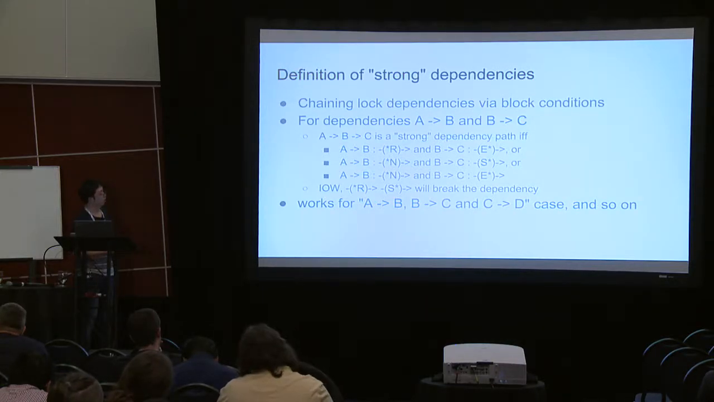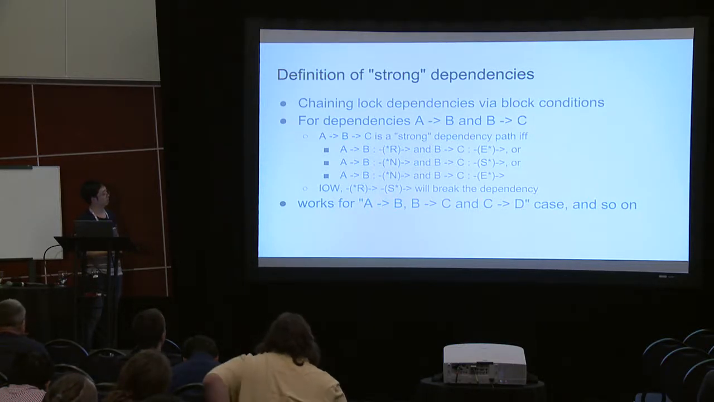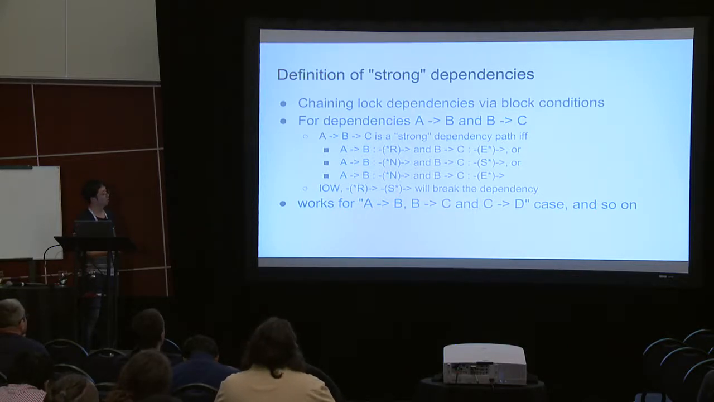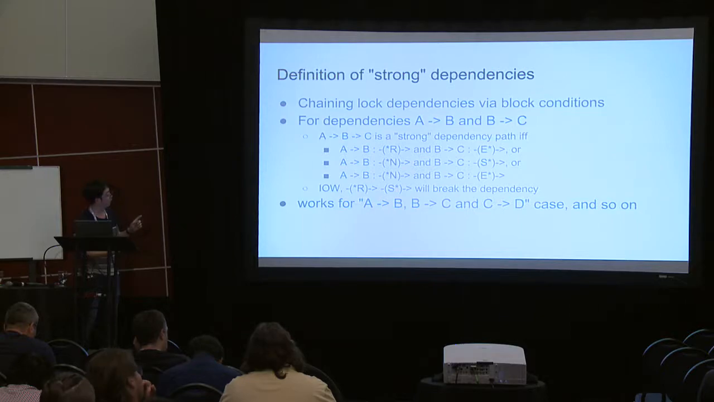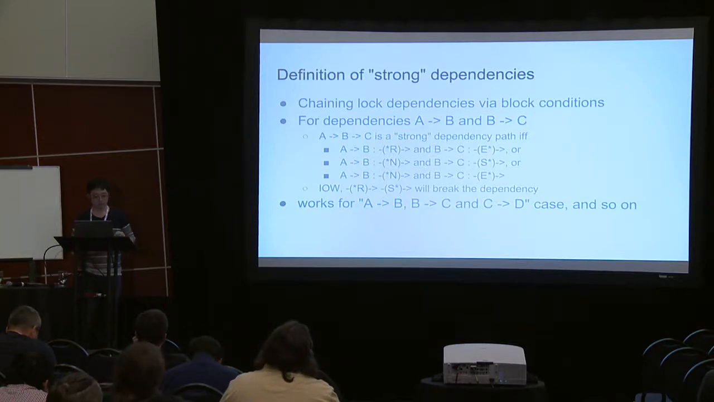So if the B in the first dependency is a non-recursive lock, it will get blocked by any. Let me explain the notation. So there are two characters for the dependency. The first one is for the head. The second one is for the tail. And the star means we don't care about that position. It can be any type.